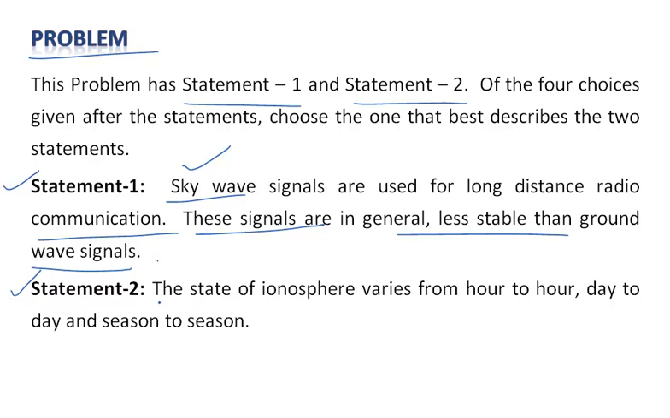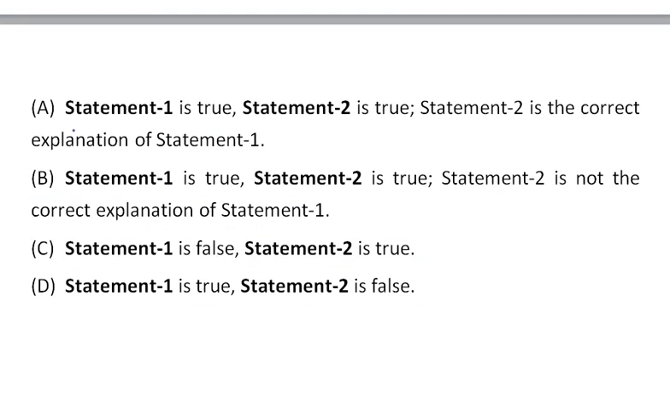In statement 2, the state of the ionosphere varies from hour to hour, day to day and season to season. Now, this statement is also correct and statement 1 is also correct, but statement 2 is not giving the correct explanation to statement 1. Okay, so if you look at the options, option B says statement 1 is true, statement 2 is also true, but statement 2 is not the correct explanation of statement 1. So this option is correct.